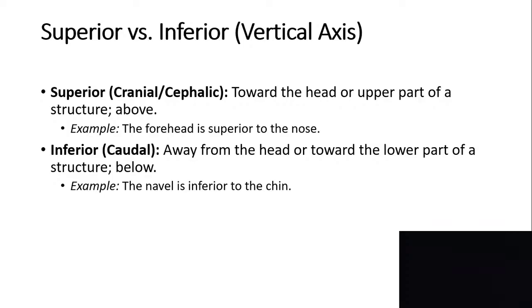Inferior or caudal, which may literally mean the tail, away from the head or towards the lower part of the structure, or someone meaning below. So for example, the navel is inferior to the chin. Or someone may say the neck is inferior to the chin, meaning that the neck is below the chin, or that the nose is inferior to the eyes, meaning that you have the eyes on top, then the nose is below. So superior may mean above, and inferior may mean below. But let's look at this diagram, and we can expand it further.